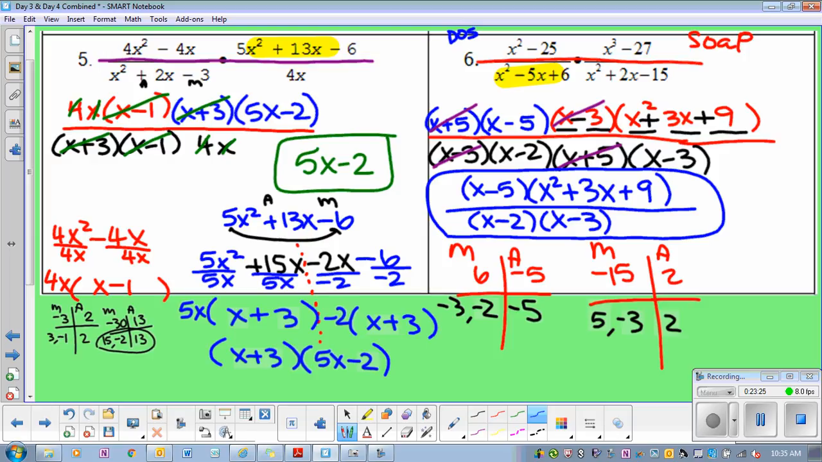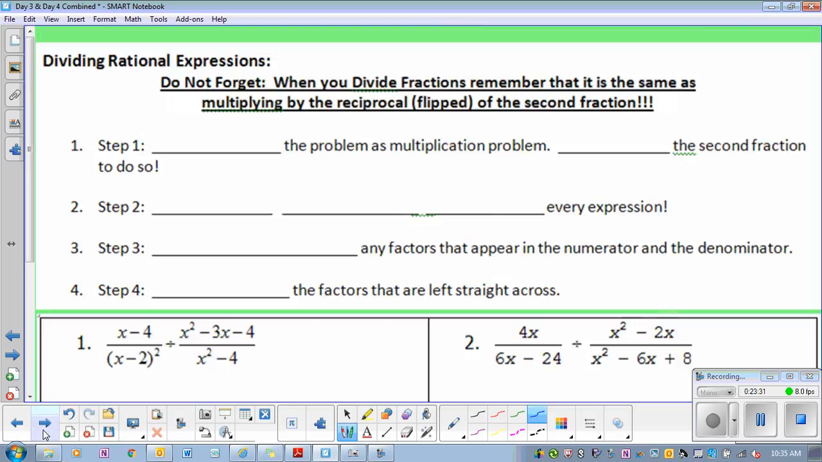Any questions about the multiplying? We're getting a lot of factoring practice in, aren't we? It's similar to addition. It's similar to that simplifying thing that we did. So let's go to the back of our notes and let's talk about dividing.